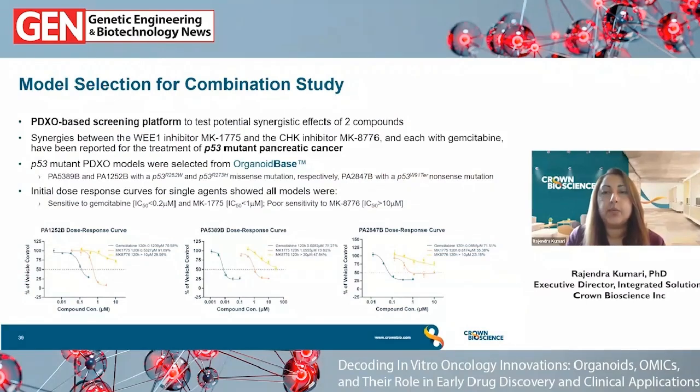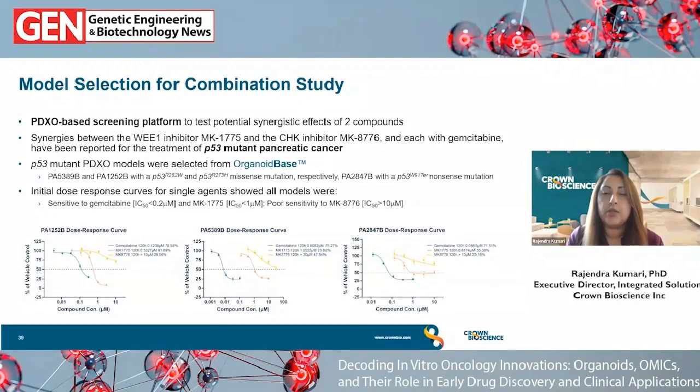So the agents being tested were a WEE1 inhibitor and a CHK inhibitor, together with a standard care agent, gemcitabine, in pancreatic cancer. Now, there's evidence to show that these agents have synergies in p53 mutated pancreatic cancer, as well as other cancers. So we decided to test this hypothesis using pancreatic organoids with p53 mutations, similar to the published studies. And we used our database to identify these models and selected these models based on those p53 mutations.